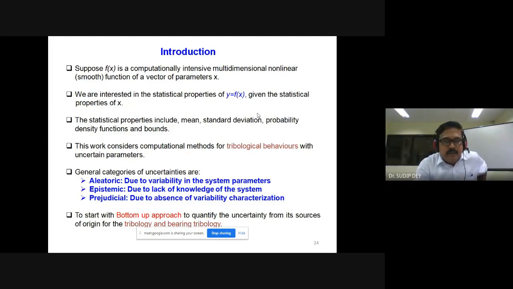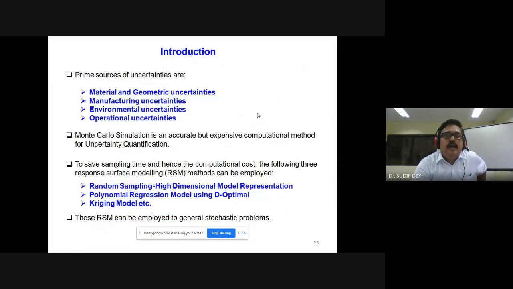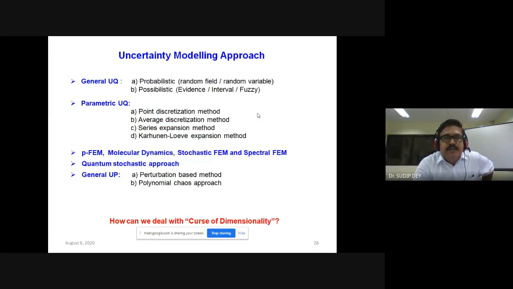Now, I think we have already discussed aleatory, epistemic, and prejudicial uncertainty, and we will have to start with the bottom-up approach. And what is the bottom-up approach? Wherein we start from the lower end, that is, from the inputs, and go to the output. If inputs are varying, what will be the variation in the output? And what are the prime sources of uncertainties? Is it material or geometric uncertainties, environmental uncertainties? I think we have already discussed that. And based on that, generally, we frame different kinds of response surface modeling. So we'll come to that later.